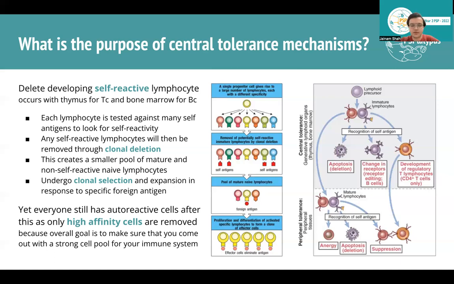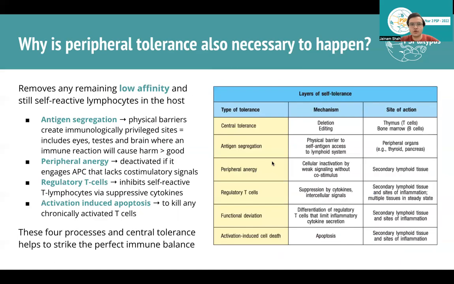We don't want to kill everything, right? Even if it has a low affinity, we don't want to just immediately say, this is a problem. We need to have other systems to then kill those off later on down the track when they become a problem. So hopefully that makes sense. And that explains why we need a separate layer called our peripheral tolerance mechanisms.